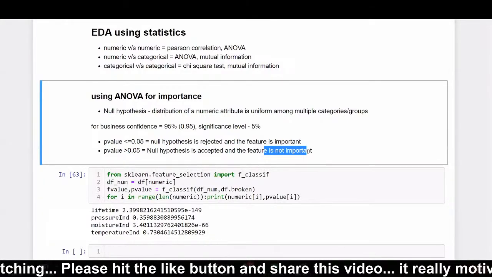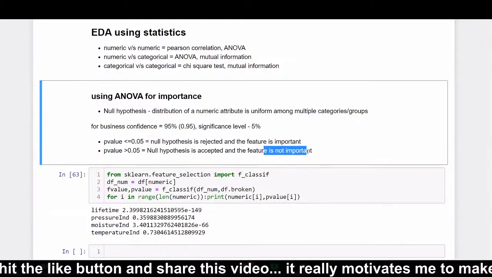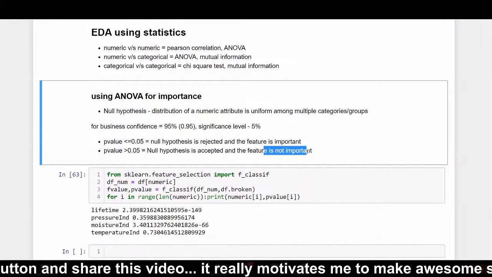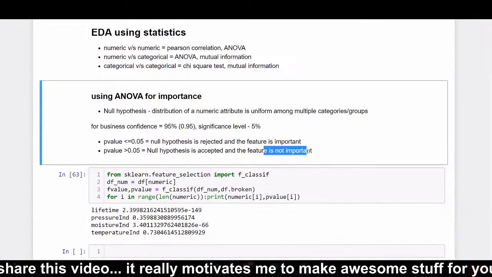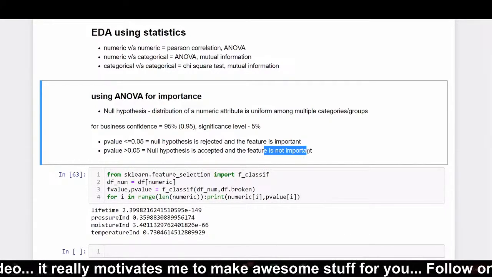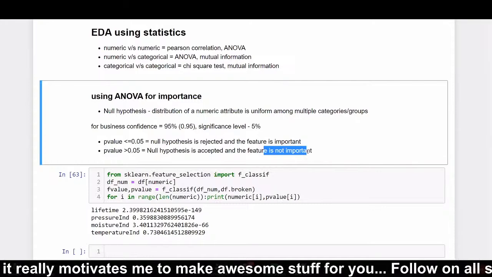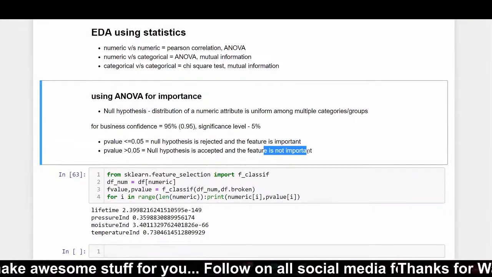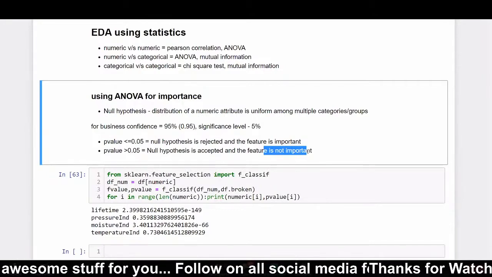So the same analysis which we have seen earlier with the graphical visualization, we can also see with statistics as well, right? So statistics and data visualization are two different ways to do EDA. Data visualization shows you whether it is important or not, and it also shows you why and how it is important. But statistics doesn't show you why and how.